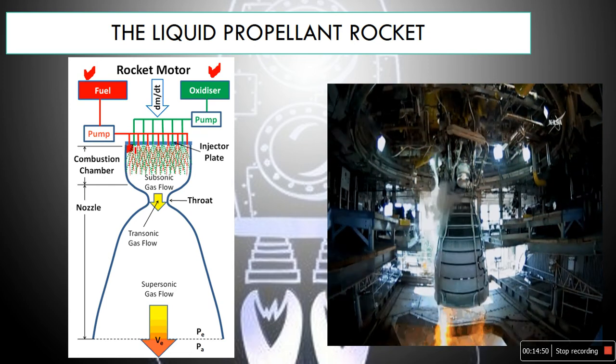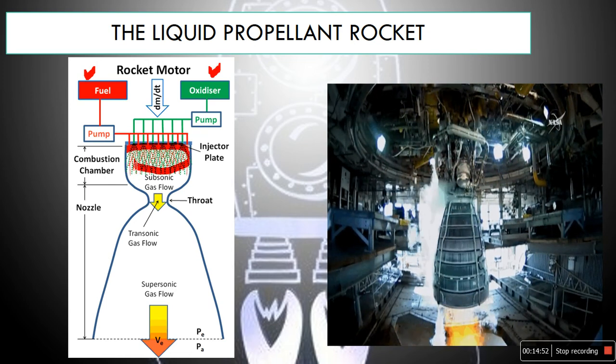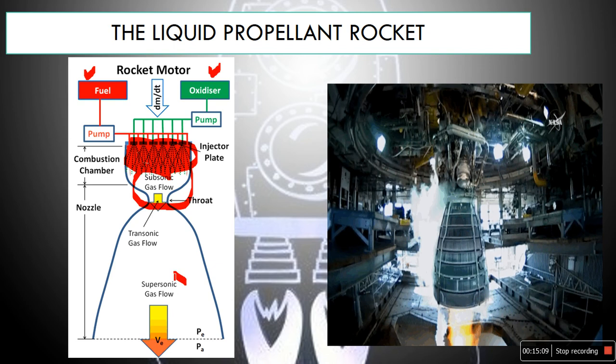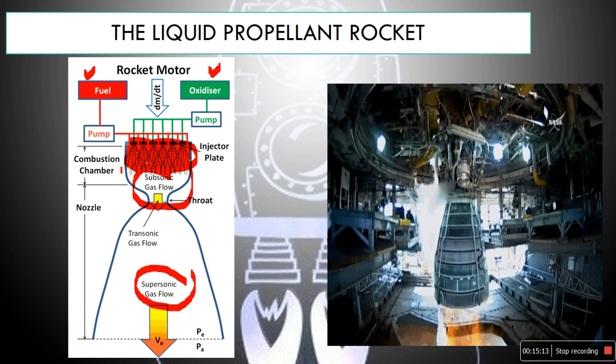If we see, burning starts here at the injectors. The high pressure fuel and oxygen come in contact and start to ignite. Because of the combustible products, the subsonic flow is converted into supersonic flow. If you see the nozzle, a convergent divergent nozzle is there, and this is the combustion chamber.